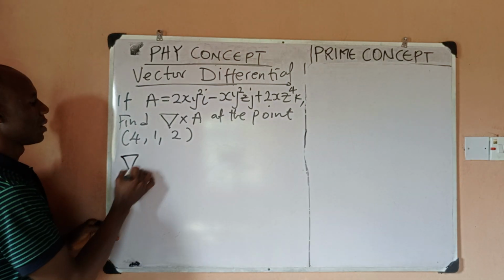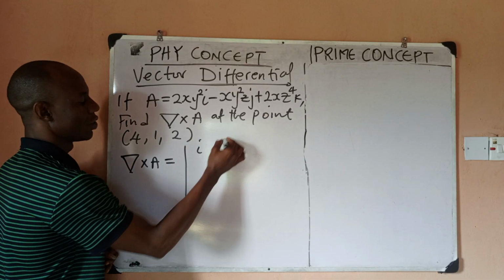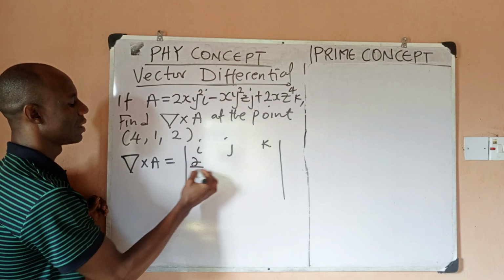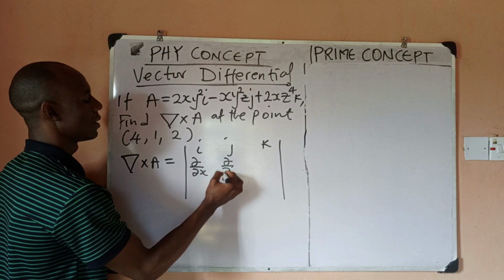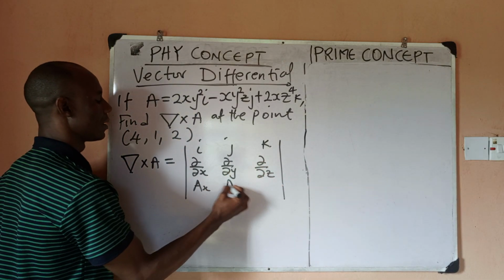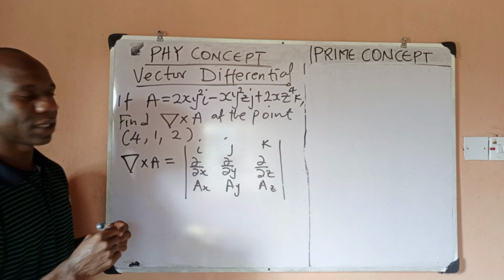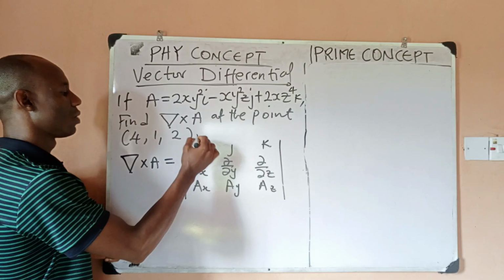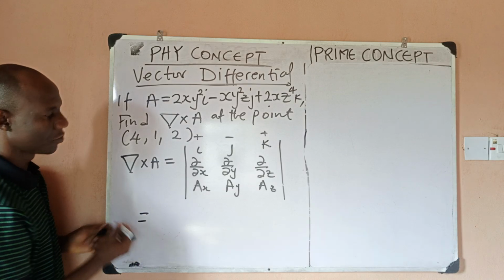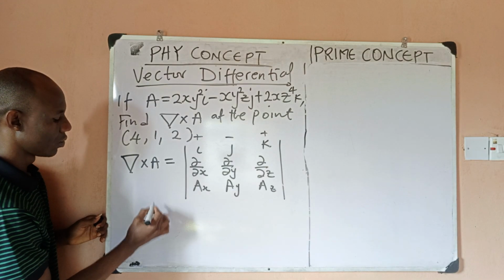Now we have the curl of A. This is actually going to be I, J, K. From what we said, we use determinants. So this is going to be d/dx, d/dy, d/dz, and this is Ax, Ay, Az. This is what we have. Now, for you to find the determinant of a matrix, you need to know that the signs would always be plus, minus, and plus.